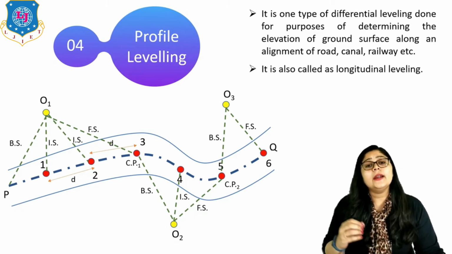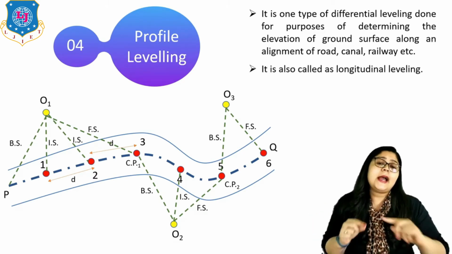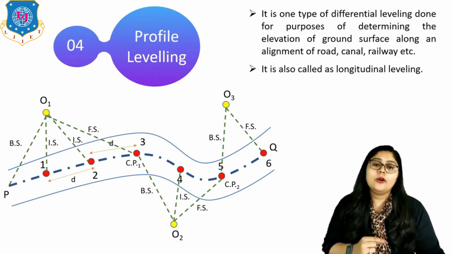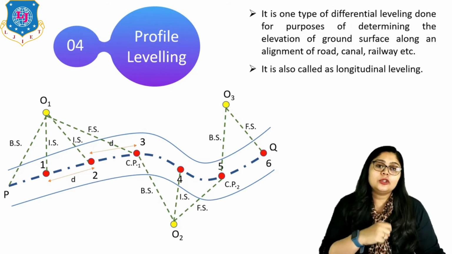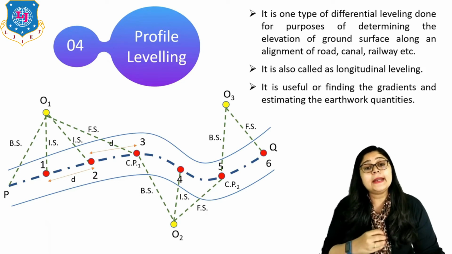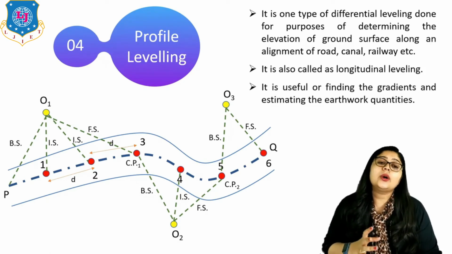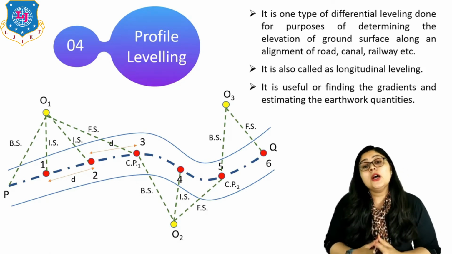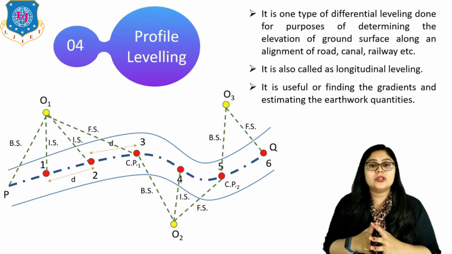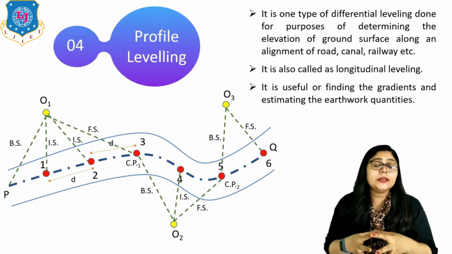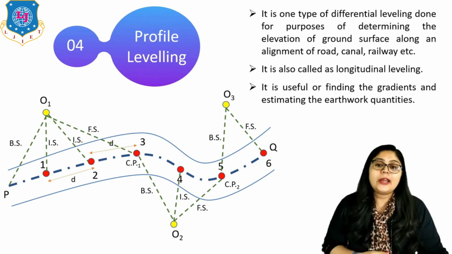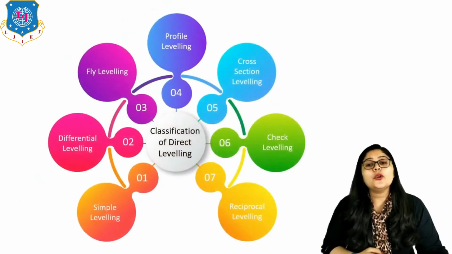Again I can say it is a longitudinal leveling, as I am taking the readings with respect to the length of that road. So this is the longitudinal leveling, right? It is useful for finding the gradients and estimating the earthwork quantities, because when I have to provide the slope or provide the road construction, at that time calculating the earthwork is very important, which is known as the profile leveling. So this is all about profile leveling.